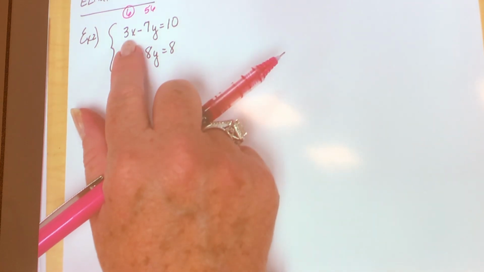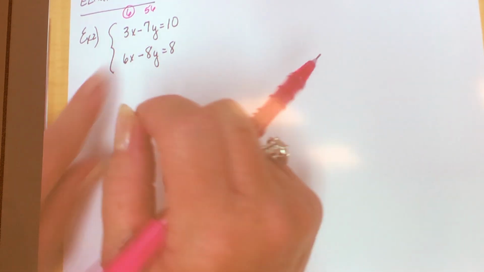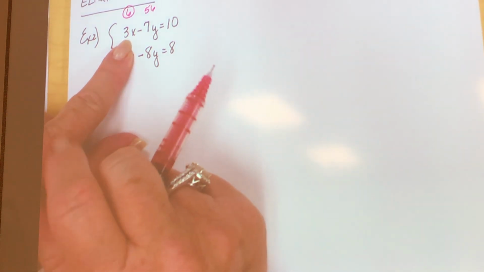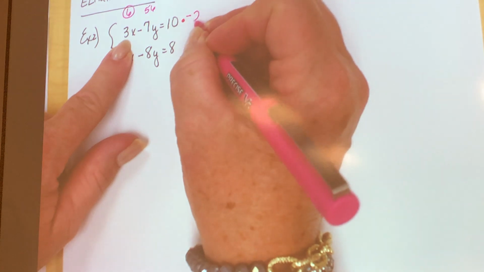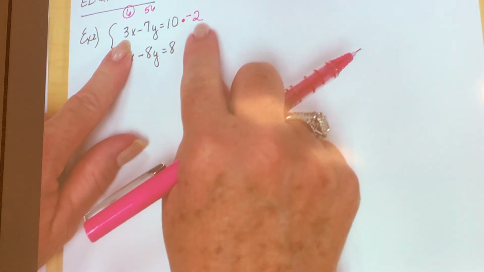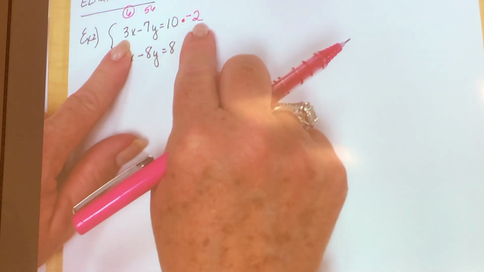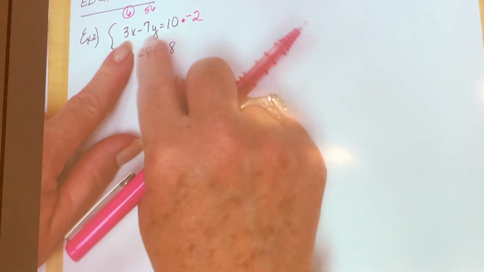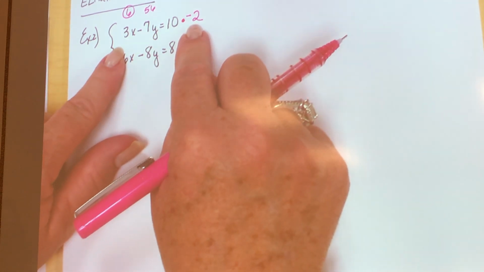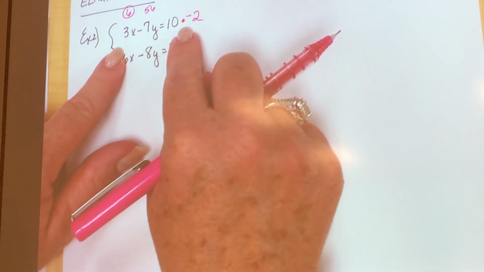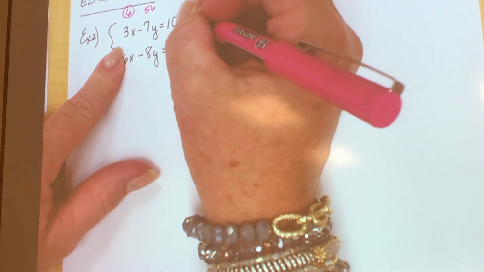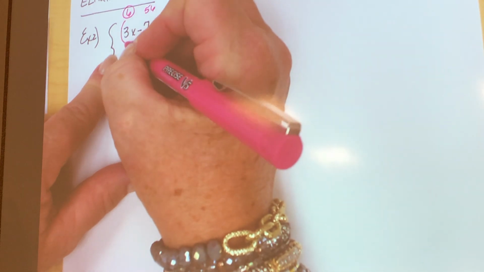What do I want to make this guy? Negative 6. So what do I multiply him by to get a negative 6? Negative 2. So I'm going to say times negative 2. Now look, that whole entire equation has to be multiplied by negative 2. This is the way I'm going to write mine. If you don't understand that everything in there gets multiplied by negative 2, you might want to put some parentheses around it like this.